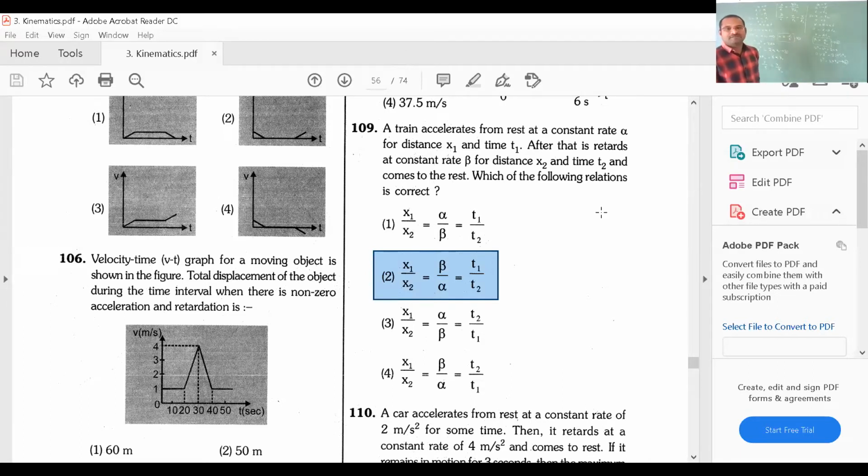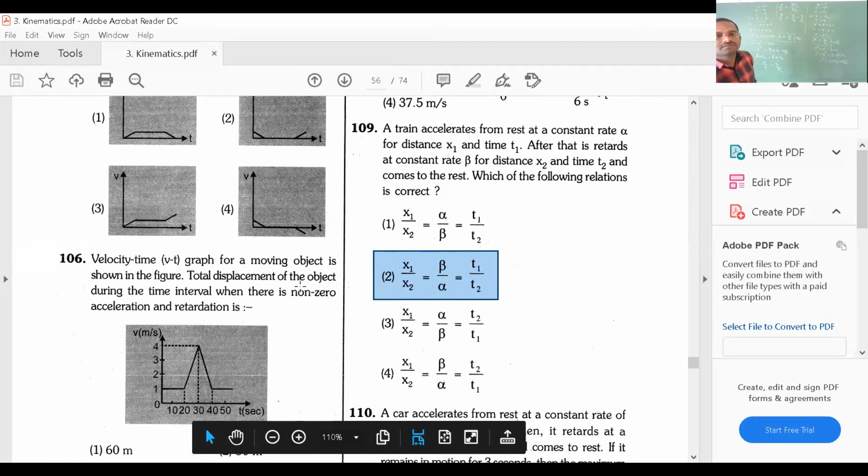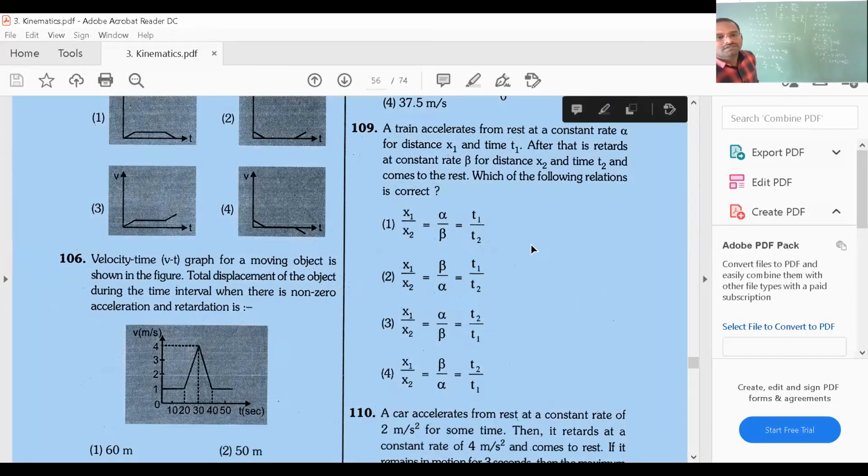First, any doubt in this? So I am moving to next question. Okay, good. Last question 110, Anna.